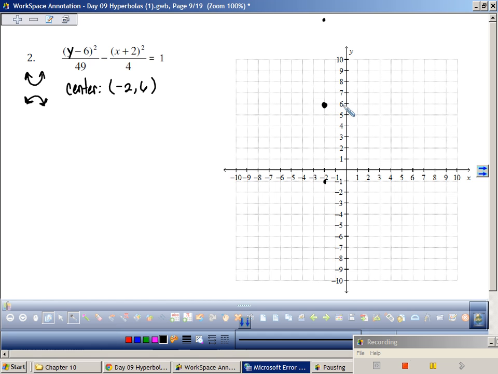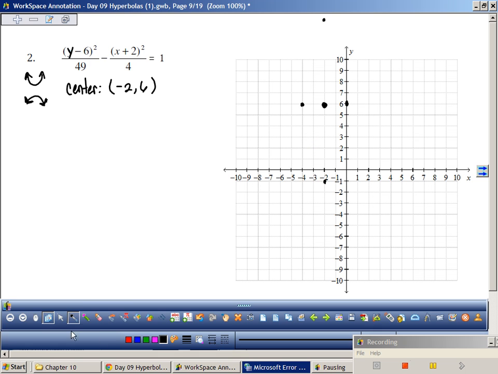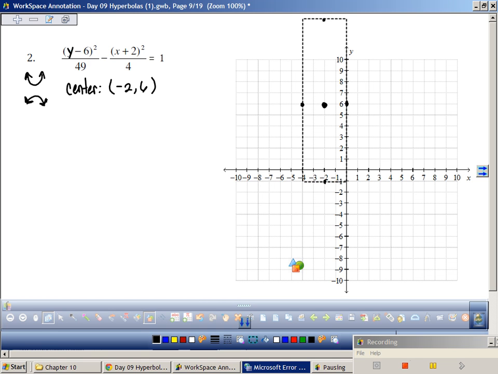Okay, where do you think I'm going to go on the X? I'm going to go 2. 1, 2. 1, 2. See how it's very similar? Check this out. There's your box. That's the box, right there. What goes through the box?